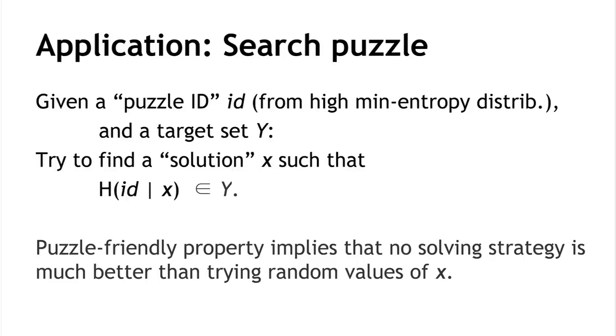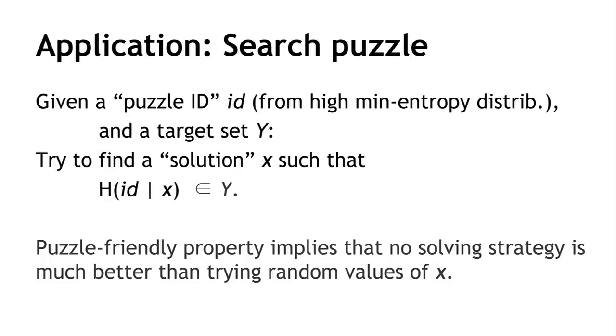And the puzzle-friendly property here implies that there's no solving strategy for this puzzle which is much better than just trying random values of x. And so if we want to pose a puzzle that's difficult to solve, we can do it this way, as long as we can generate puzzle IDs in a suitably random way. And we're going to use that later when we talk about Bitcoin mining. That's the sort of computational puzzle we're going to use.